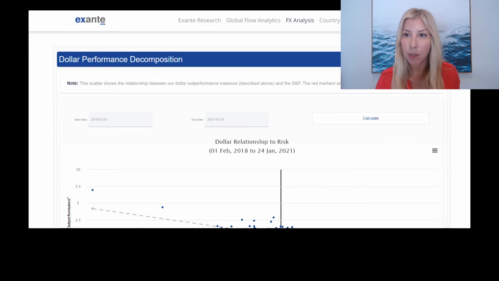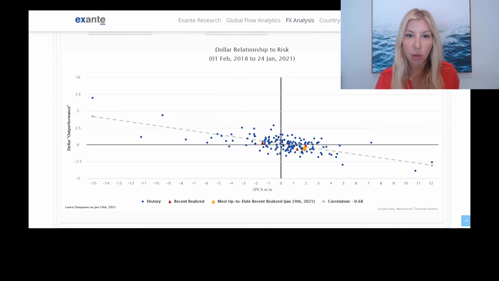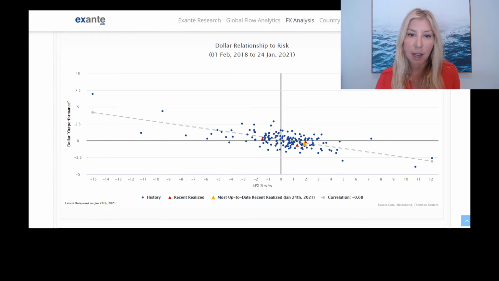And here we go. This is the US dollar relationship to risk, and that's the S&P week on week percent change across the x-axis there. The yellow triangle is the latest read. For the week last week, US equities did rise and the US dollar did decline. So the performance of the dollar last week was pretty much in line with the standard relationship to risk. And I should note that this is the dollar performance once the effective interest rates have been removed.